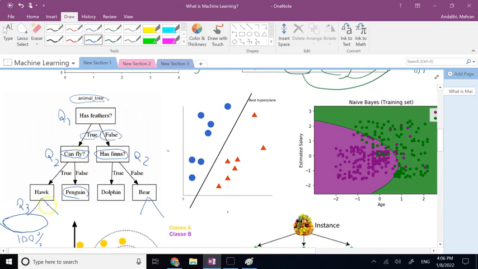This is called the decision tree. And in the decision tree, the major thing is what questions to ask and where to ask them. Like, should I ask whether it has feathers right off the bat, or maybe should I ask, can it fly right off the bat? Right? Where do I put these questions and what type of questions to ask? That's the major thing about decision trees.